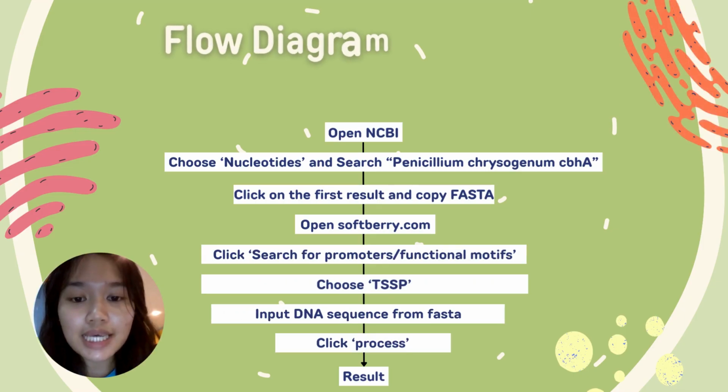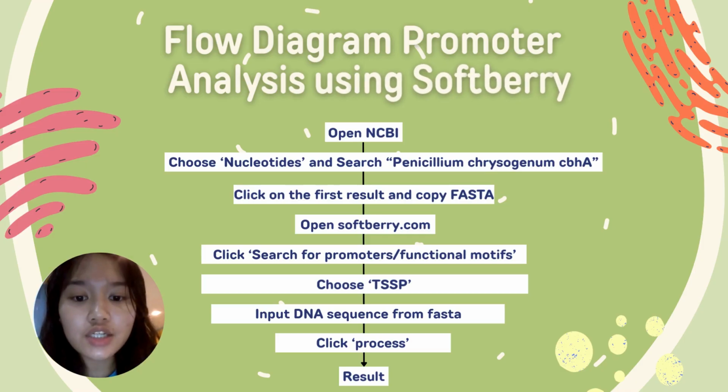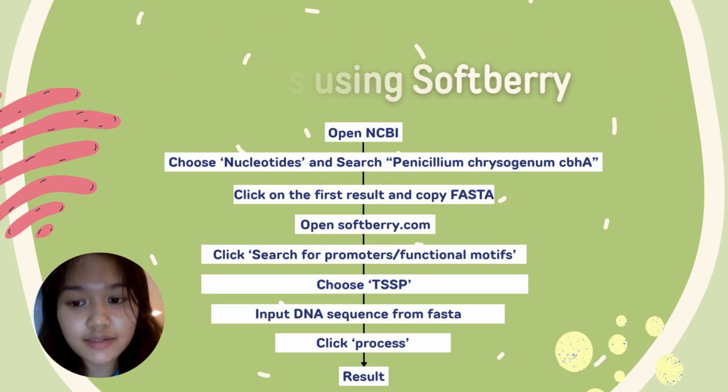The first step is getting the DNA sequence from NCBI, and then open softberry.com, click search for parameters or functional motifs, and then choose TSSP. And the next step is to input the DNA sequence from FASTA, and then click process, and the result is obtained.